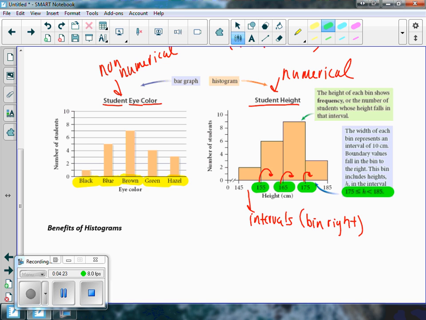Numerical versus categorical. You'll see that the histogram, there are no spaces. There's no space between bars because the intervals are right next to each other. There's no space between the bars. Here, generally, there are always going to be spaces for your categories. So please make sure that you pay attention to the differences between a bar graph and a histogram. To be honest, a bar graph is a little more elementary, but a histogram is a little more higher level, high school type thing.